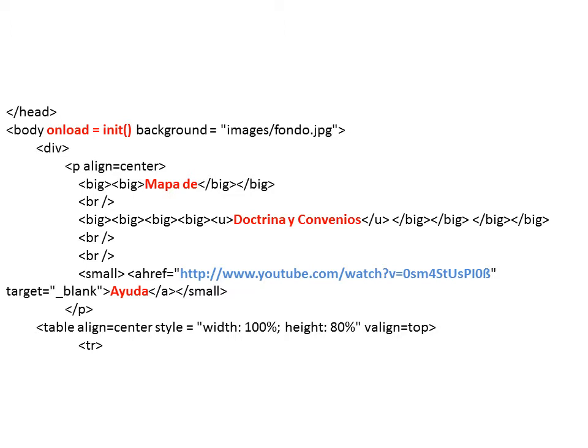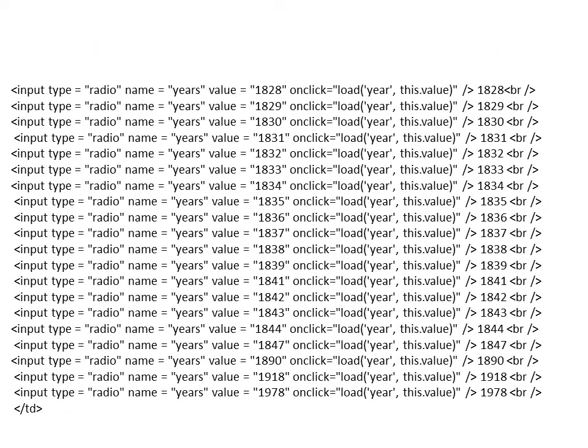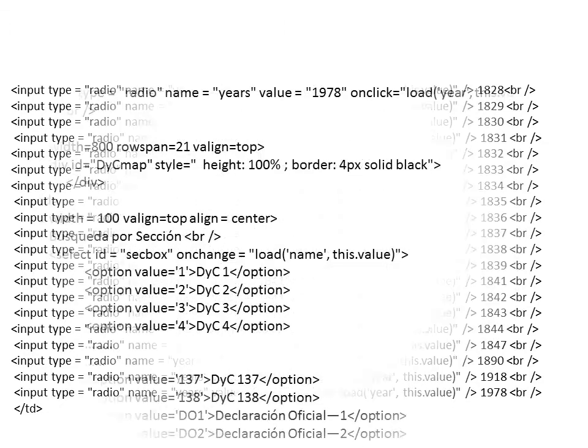There is some style added to the text, as you will see now with the table. Now we insert the radio buttons, and you will see input type radio, name years, and the buttons are starting from the year 1828, 1829, up to the last year where revelation was given. You have these lines with the input type radio for each one of the years.